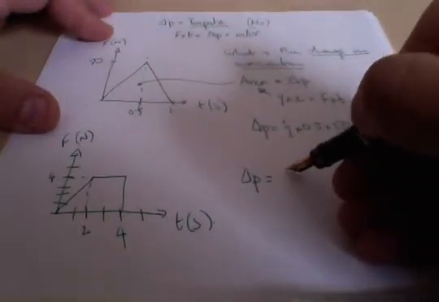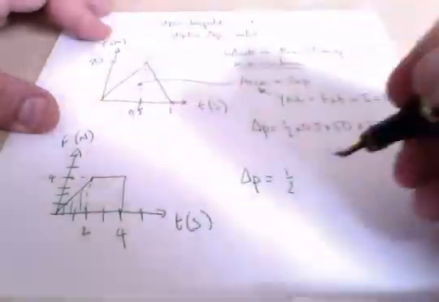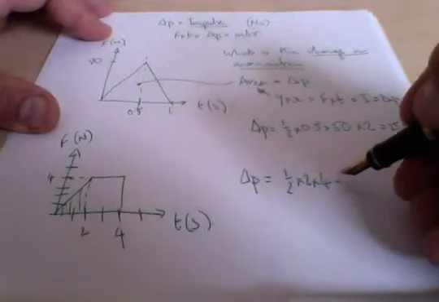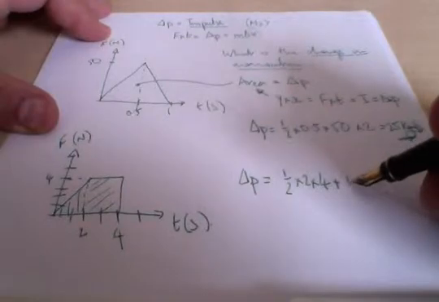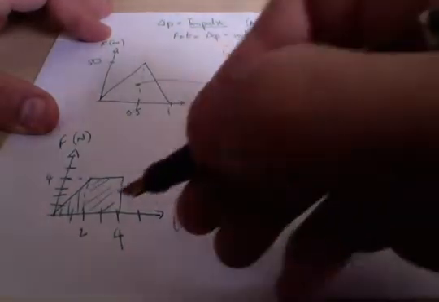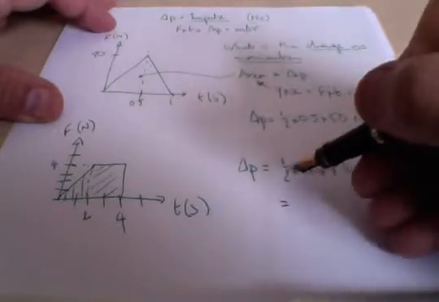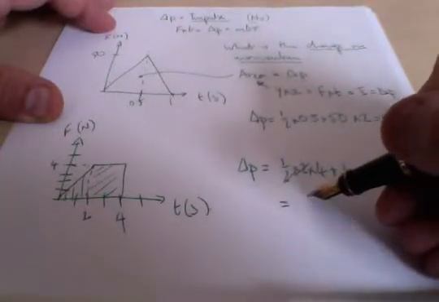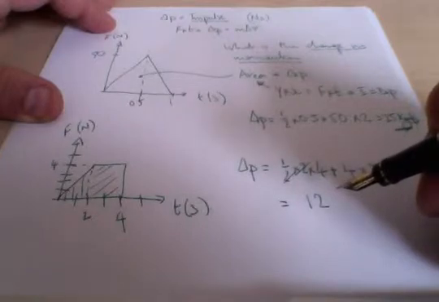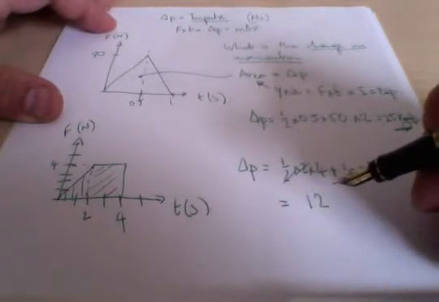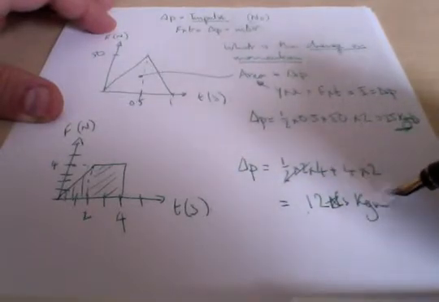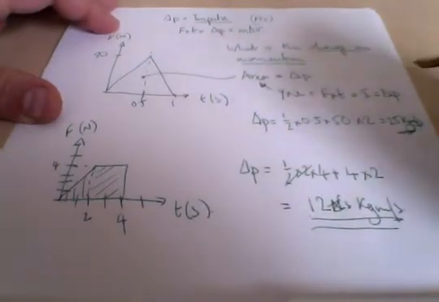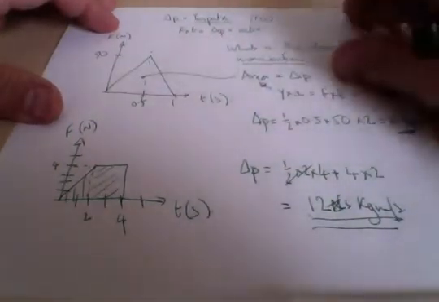Okay, so let's find out the area of the triangle first. This bit here. A half times the base times the height, and then add to that the rectangle, which is merely the height times the base, from the difference between them. That gives us 4 plus 8 gives us 12. Newton seconds. Sorry, kilogram meters per second. Okay, so the two graphical representations of momentum or impulse.